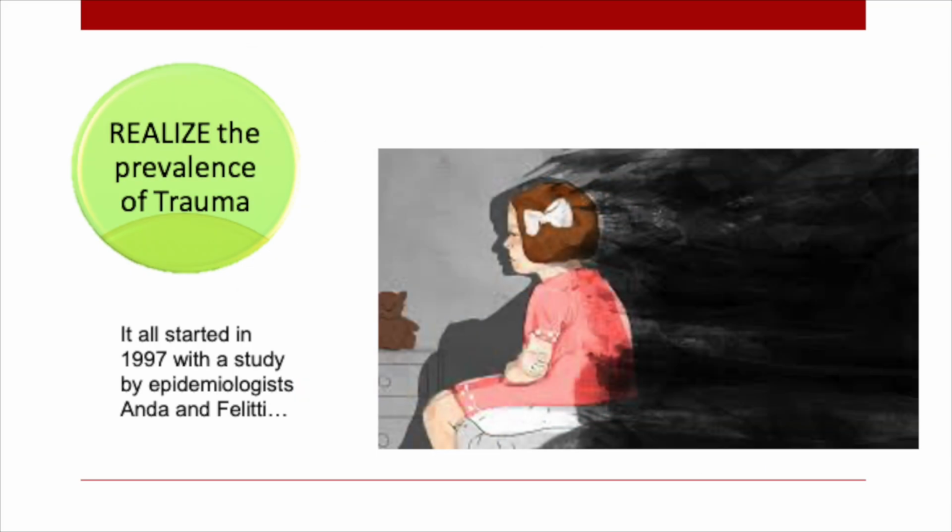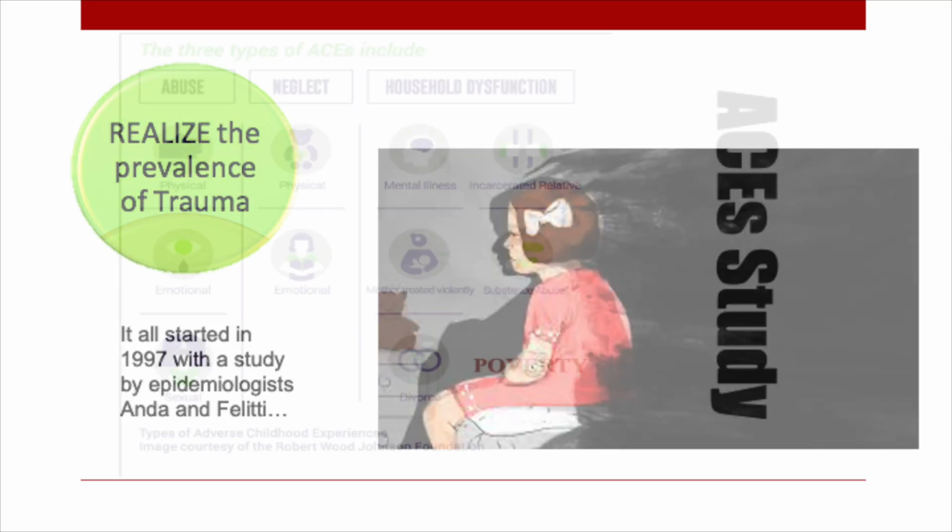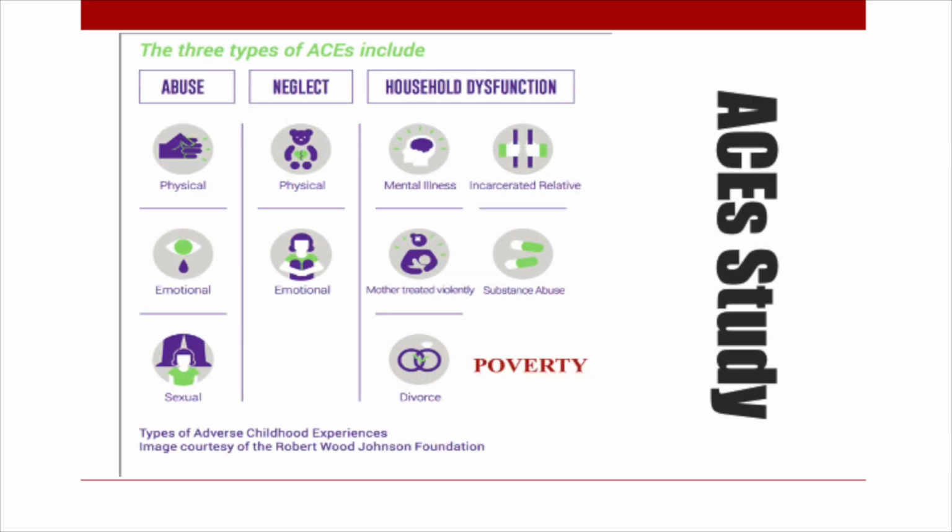It all started in 1997 with a study by epidemiologist Dr. Rob Anda and Dr. Vincent Felitti of the CDC. Dr. Felitti had been working on an obesity study for Kaiser Permanente, an insurance company in California, and found a startling correlation between self-reported child abuse and neglect and obesity. Dr. Felitti recruited Dr. Anda to work with him on this adverse childhood experiences study to learn more. The researchers collected background data from 17,000 largely white and well-educated individuals from San Diego, California.